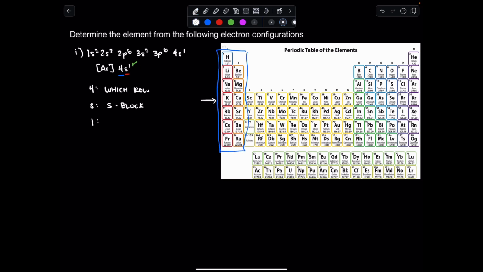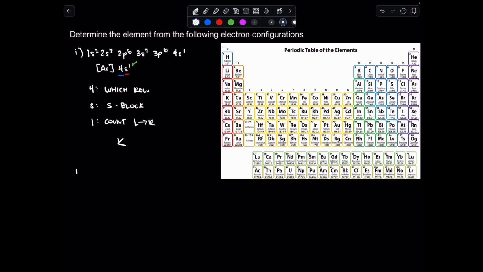And then finally, our 1 is going to tell us how many to count left to right. So to count left to right, since it's a 1, it's going to land us right here on potassium, s1. So in this case, our answer will be potassium. Now let's do that for several other examples.